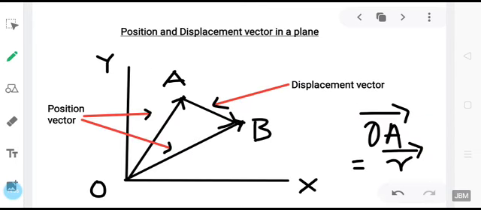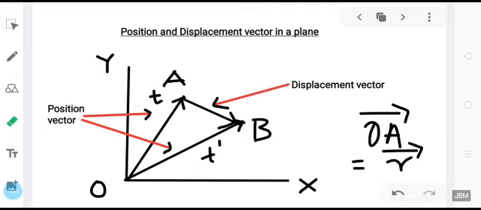Now let us go back to the previous diagram. Now this was for time t. Let at time t dash the object reach point B. The object reaches point B. Then OB is the position vector of the object at time t dash.